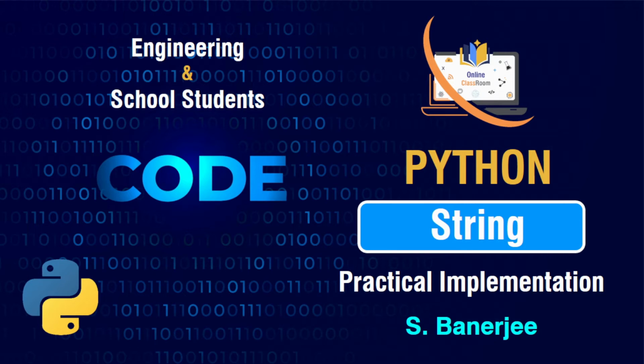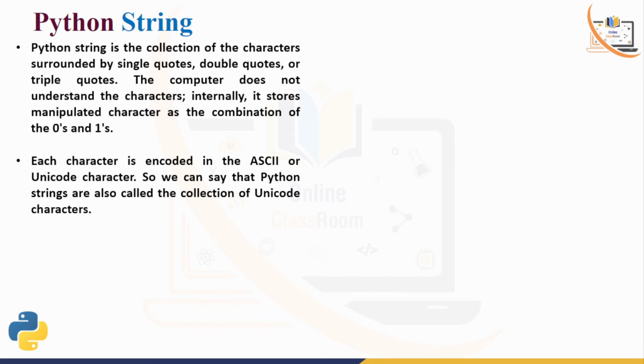In my previous video we already talked about variables and data types. Before going into the details, at first we have to know what a Python string is. A Python string is a collection of characters surrounded by single quotes, double quotes, or triple quotes. It means Python can accept single, double, or triple quotes all. But when you are writing a string, each kind of quote has a different meaning.